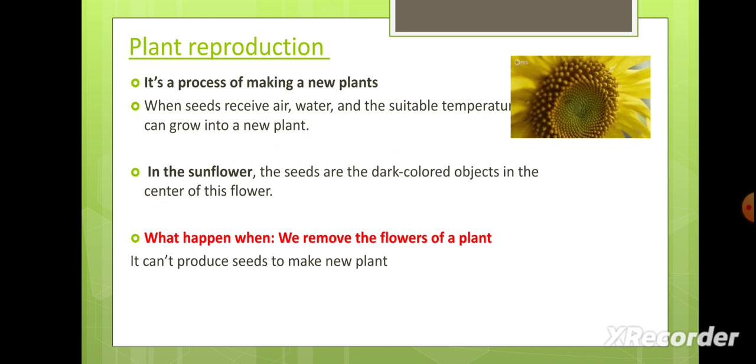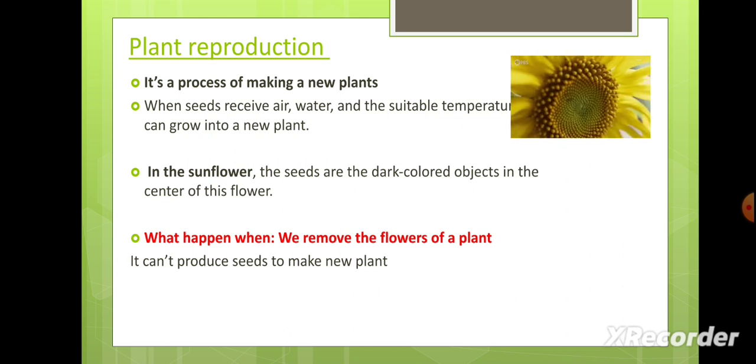In the case of sunflowers, as you can see in the picture here, the seeds are dark colored objects in the center of the flower. At the center, the brown or dark colored objects are the seeds, and these seeds are responsible for reproduction. So which part of the plant is responsible for plant reproduction? It's the flower, because in the flower we can see the seeds.